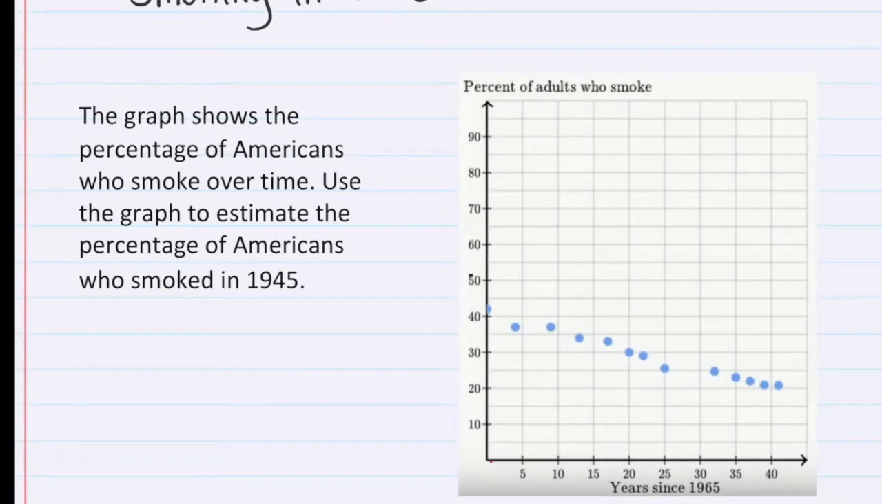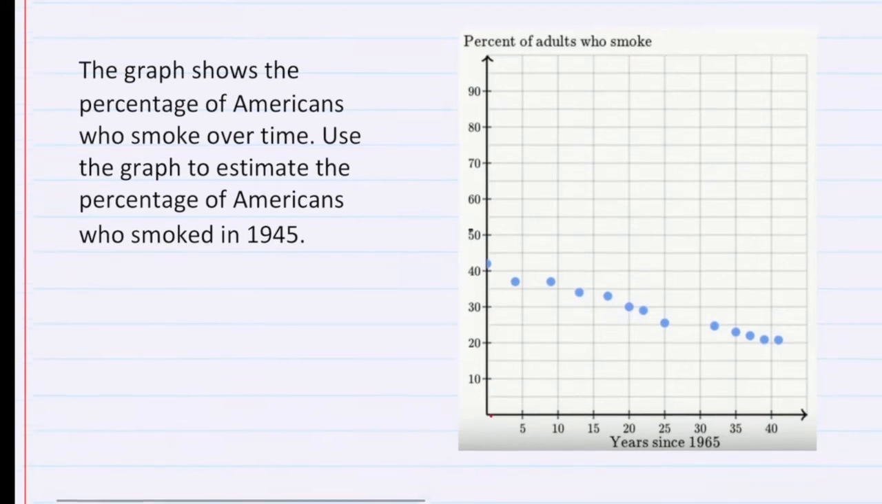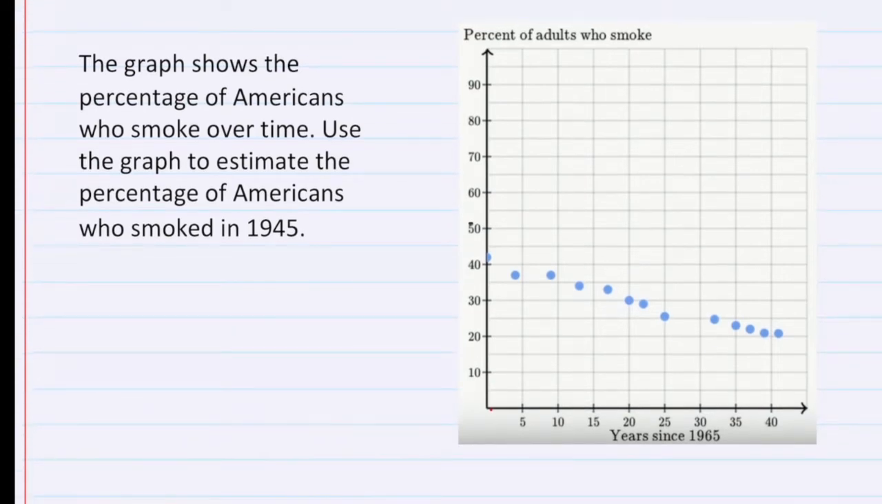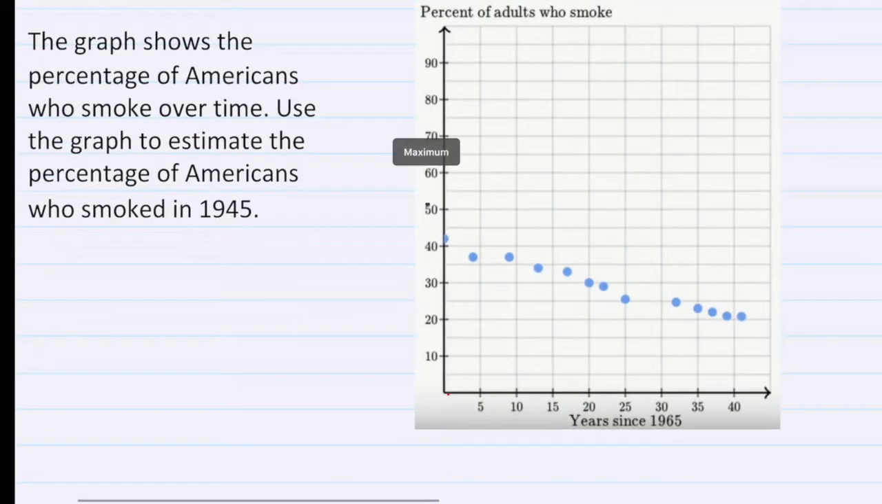So here's another piece of information of analyzing what happens with trends. In this case, we're going to talk about smoking in 1945. This graph shows the percentage of Americans who smoke over time. Use the graph to estimate the percentage of Americans who smoked in 1945. Well, to do this first, we need to understand what the graph is talking about.